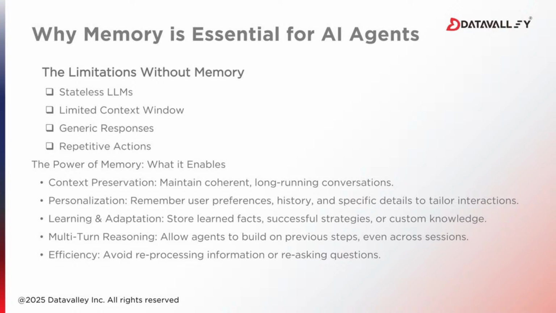Even if I said about myself in one conversation, it will repetitively ask again and again because there is no memory. It is not storing anything. That makes these repetitive actions. These are our limitations without memory. Next, the power of memory.